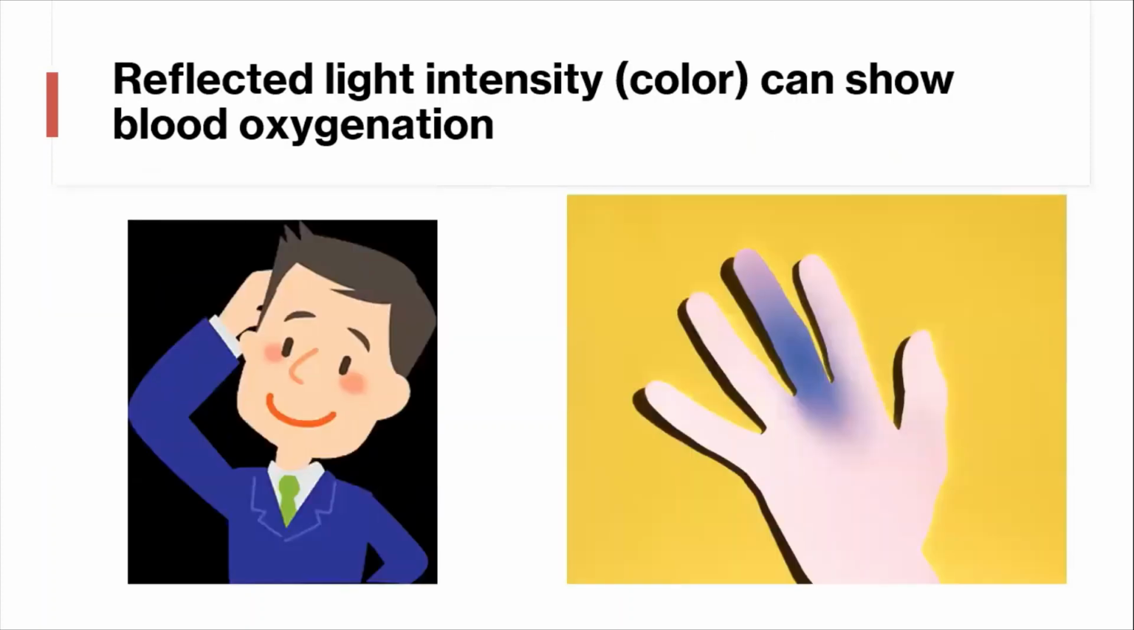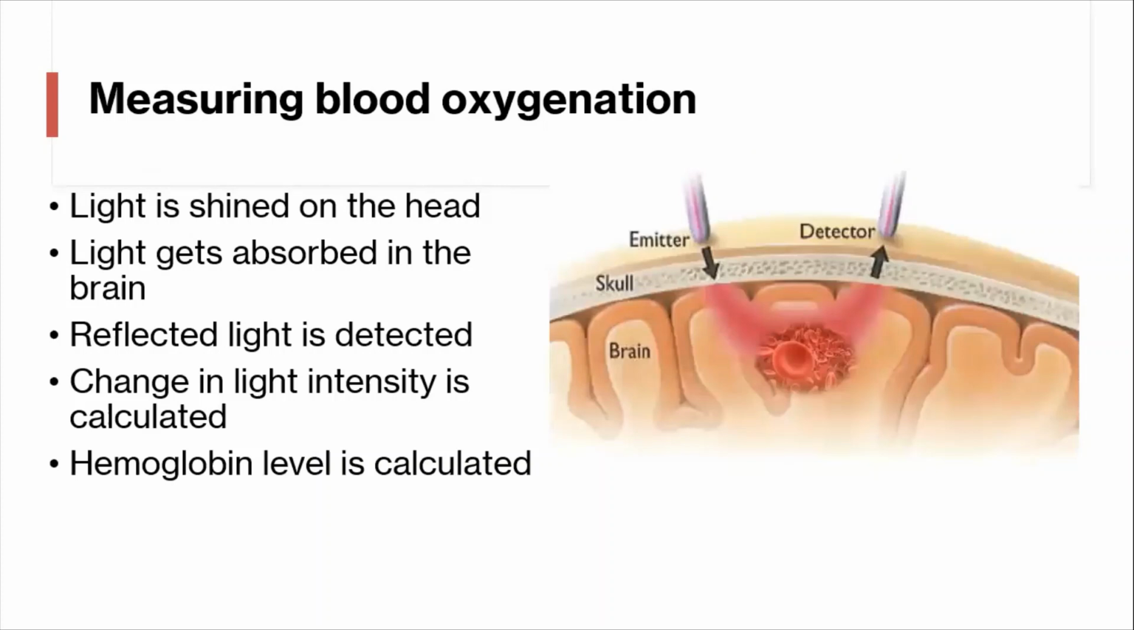When you blush, blood rushes to your face and your cheeks turn red. However, if you were to wrap a tight band around your finger, it would eventually turn purple. This is because of a lack of oxygenated blood. So, with the use of bbNIRS, light is shined on the head, some of it is absorbed in the brain, and the reflected light is detected, and its intensity allows us to measure hemoglobin.